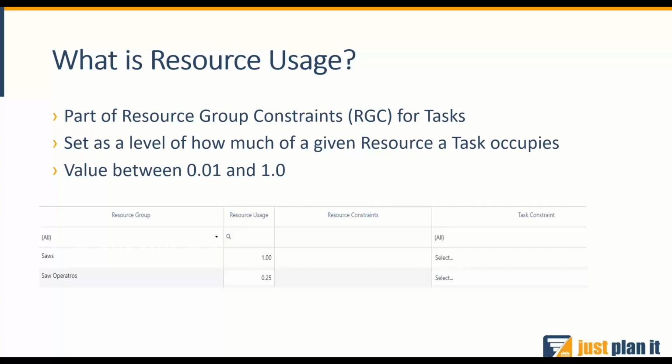And as we can see here, we have 2 resource group constraints, one for saw, and we say if a saw is taking this task, it needs to be completely focused on this task. It has no specific resource constraints and also no further task constraints, because we want to focus on the resource usage, but those constraint types are all compatible with each other. Now for the saw operators, we see we only have 0.25. That means that any given operator can operate 4 of this kind of tasks at the same time.